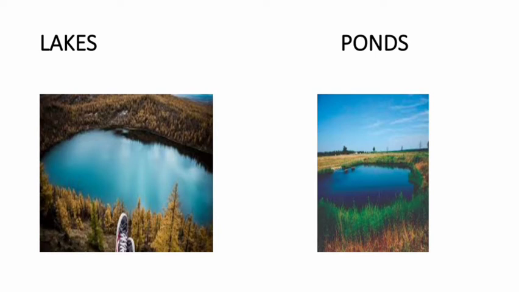Next picture, pond. Ponds are shallow and have a smaller surface area. So ponds will not be that deep. It will be a little deep, that is shallow. And compared to a lake, it has a very small surface area.